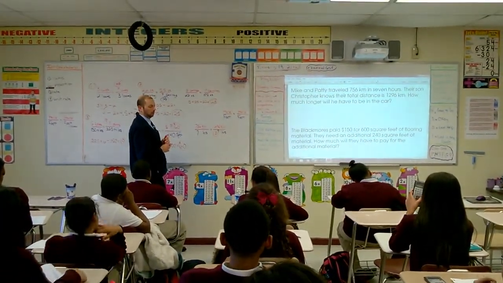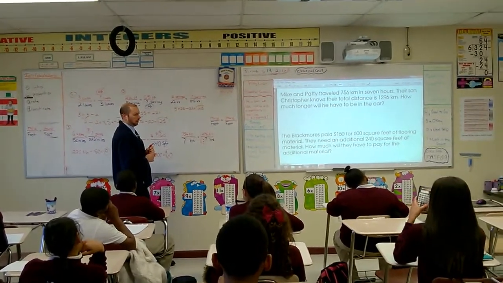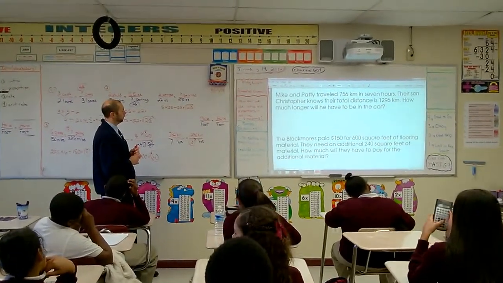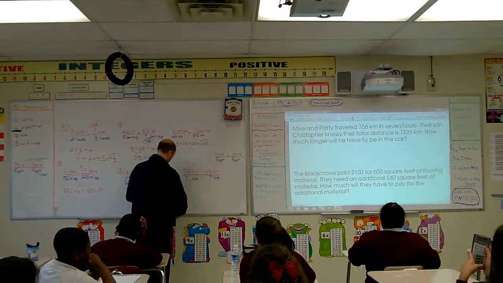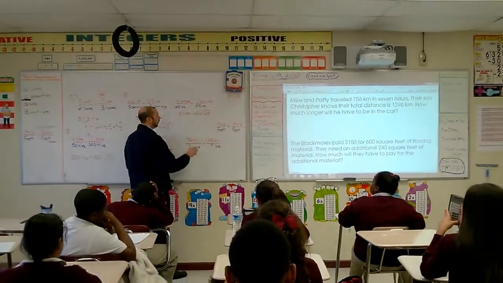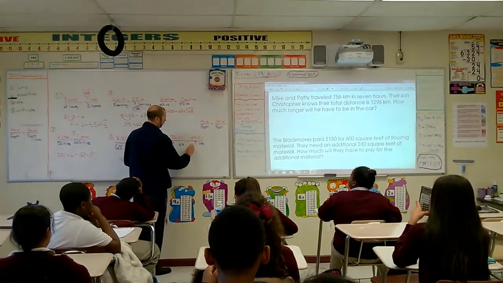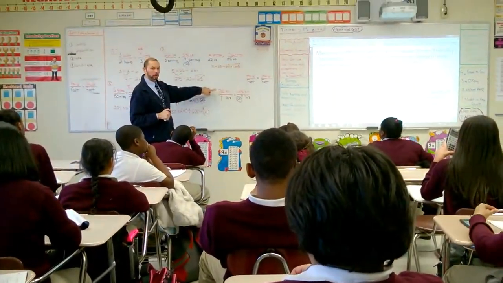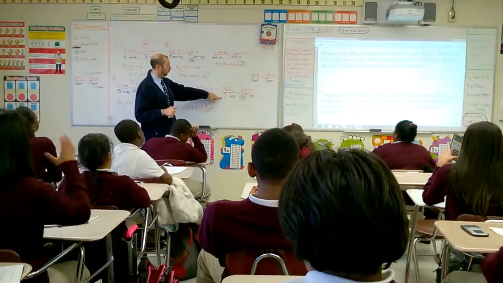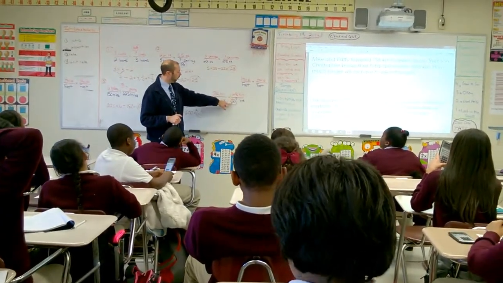How'd you get that? How'd you get your answer? Oh, because I subtracted the 7 from 12 hours. Okay, so let's take a look. If 756 kilometers of traveling took 7 hours, then 1,296 kilometers takes 12 hours.